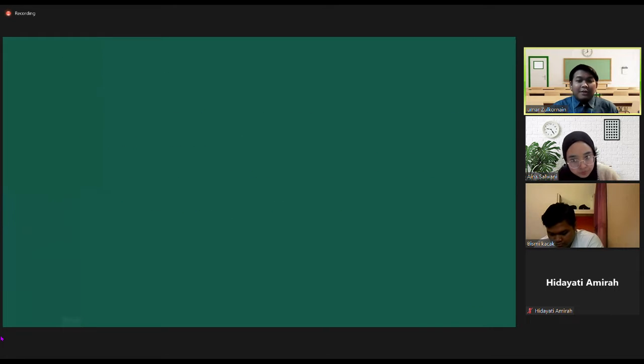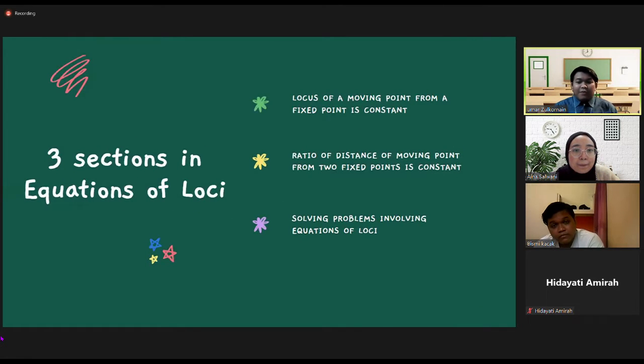Right. So before we start, I would also like to highlight that there are three sections in equations of loci. If you are wondering what loci is, it is the plural term of locus. Locus is singular, loci is the plural. So first is locus of a moving point from a fixed point is constant. Second is the ratio of distance of a moving point from two fixed points is constant. And the third one is solving problems involving equations of loci. So these three sections we will cover throughout the whole class today.